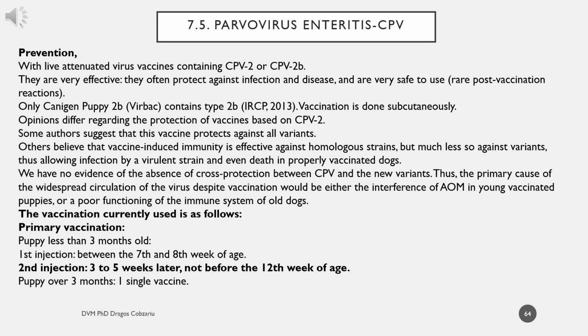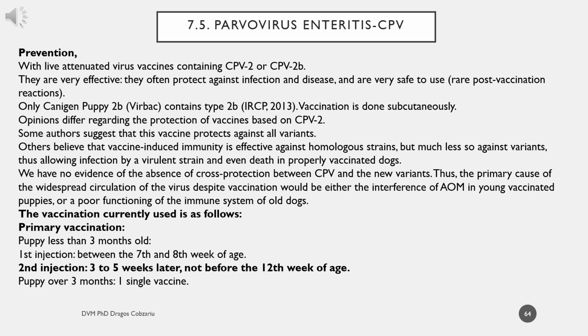Thus, the primary cause of the widespread circulation of the virus despite vaccination would be either the interference of ALM in young vaccinated puppies, or a poor functioning of the immune system of old dogs. The vaccination currently used is as follows.